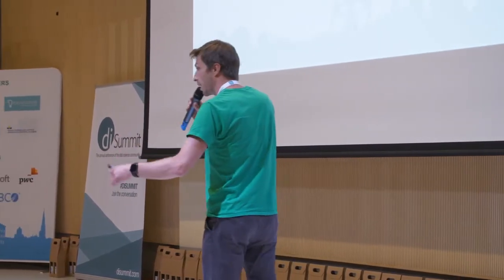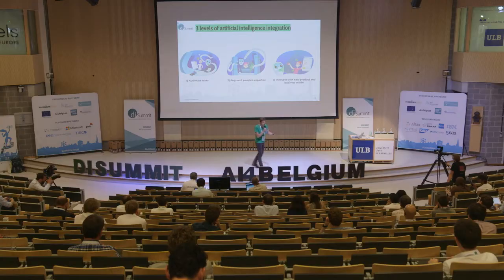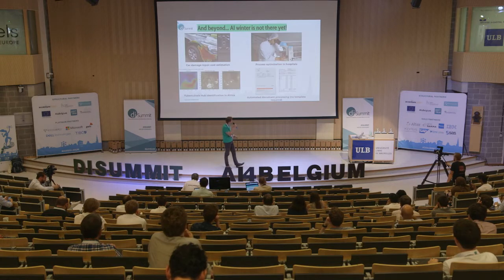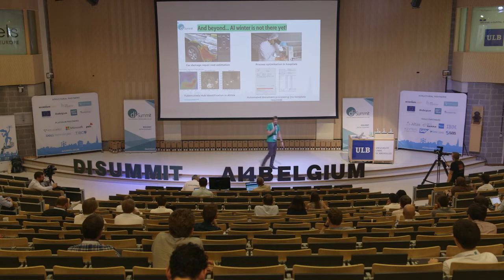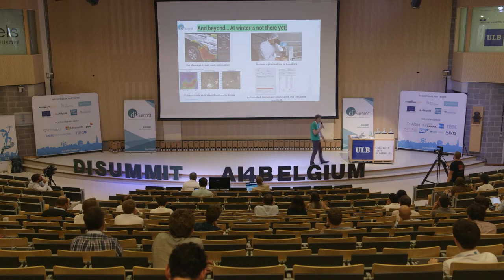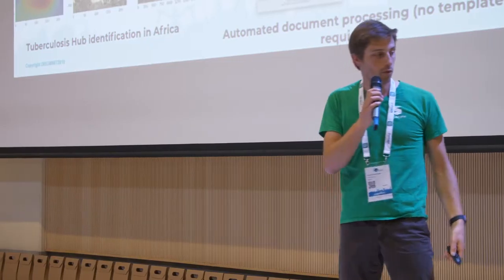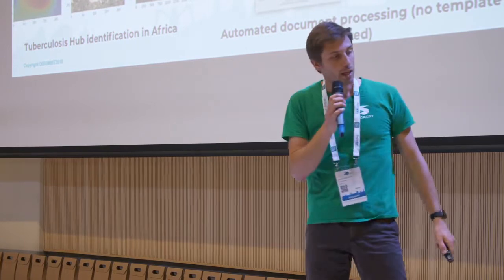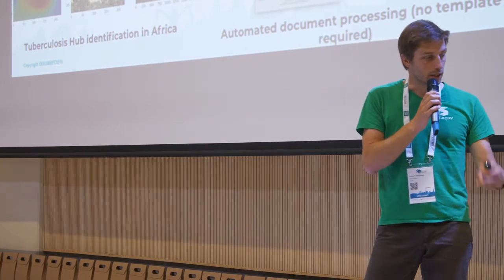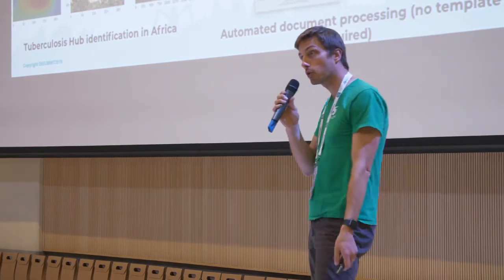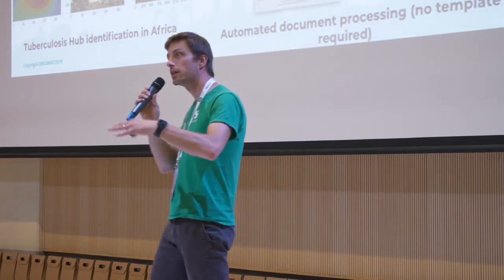So we see 3 levels of artificial intelligence: automating tasks is easiest, augmenting people's expertise, and innovating with new business, bundling a new product with capabilities of AI that weren't possible before. These are a few examples of things that we're working on at Sagacify. The car damage estimation, process optimization in a hospital, automated document processing with no templates whatsoever, to support online onboarding in insurance and banks. We also identified tuberculosis hotspots in Africa only using satellite imagery.